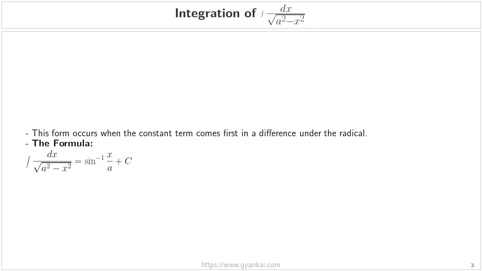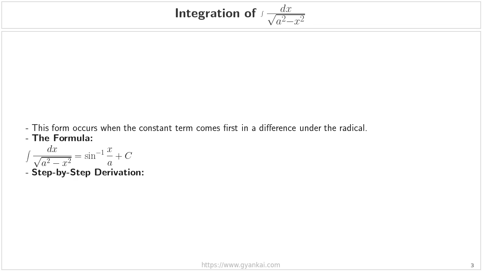Let's look at the formula. The integral of 1 over the square root of a squared minus x squared is equal to the inverse sine of x over a plus the constant of integration. We write inverse sine as arcsin, so it's arcsin of x over a plus c. Now, let's go through the step-by-step derivation to understand why this formula works.